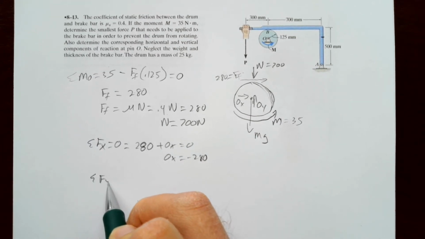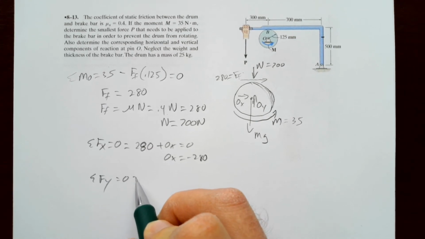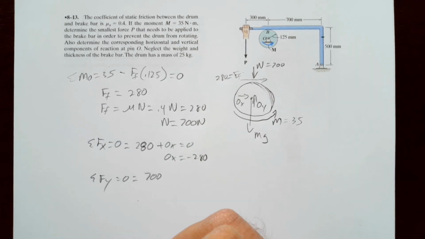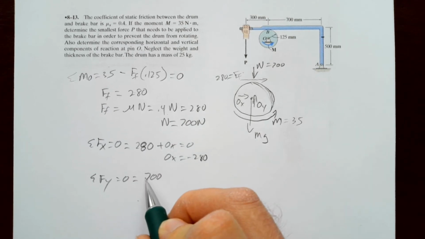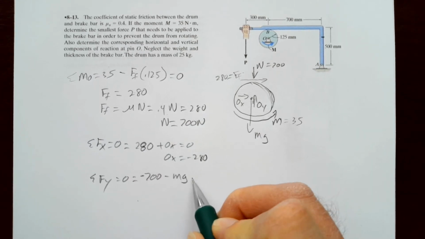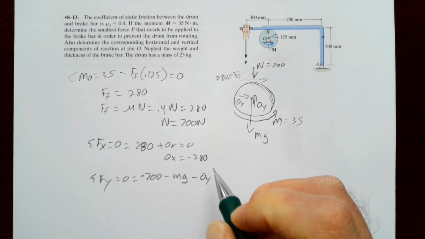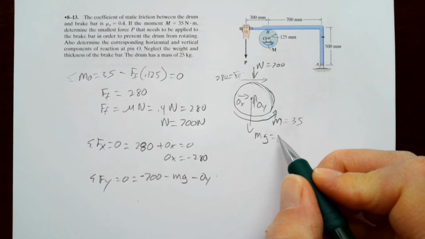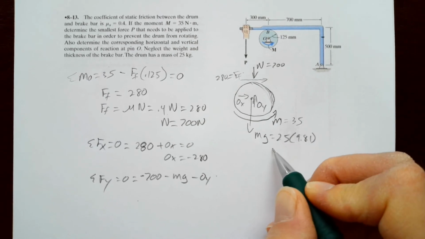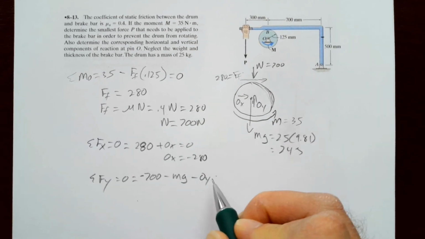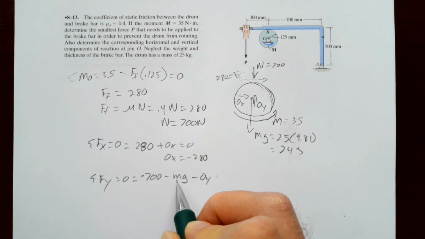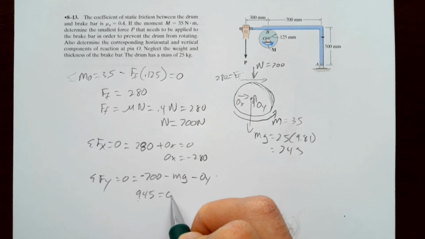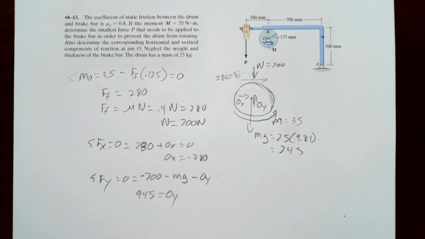Now we'll sum the forces in the Y. They equal 0. We have the normal of 700, and we have mg, that's down, and minus OY. The mass is 25, so mg equals 25 times 9.81, which is 245. So 700 plus 245 is 945, which equals OY. So we're done with the drum.